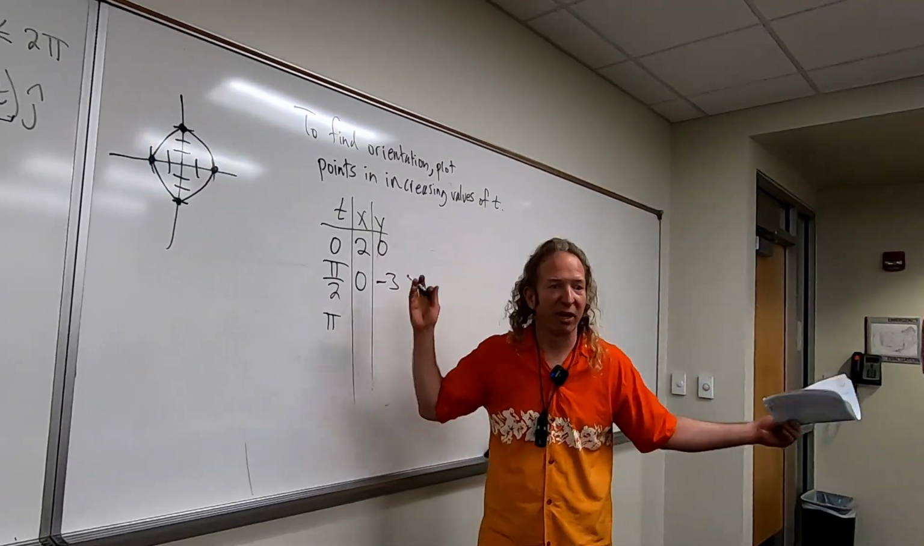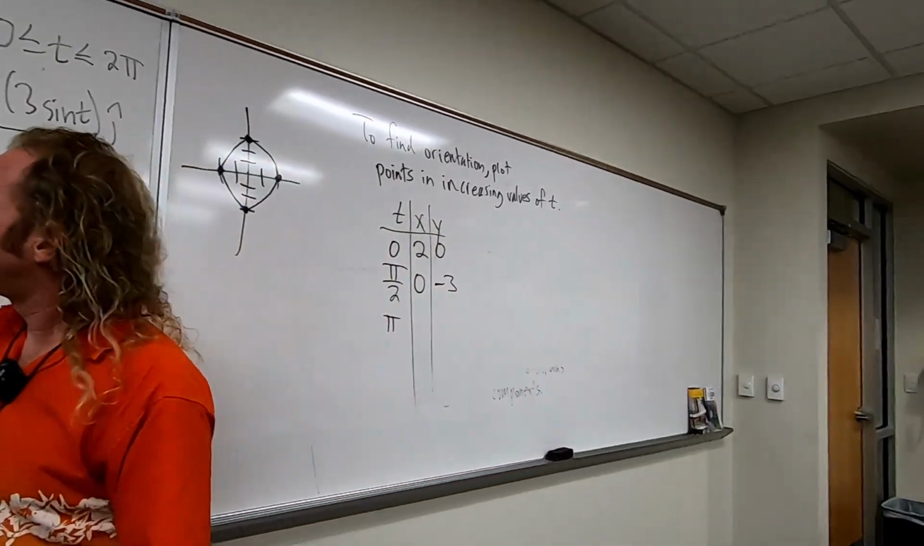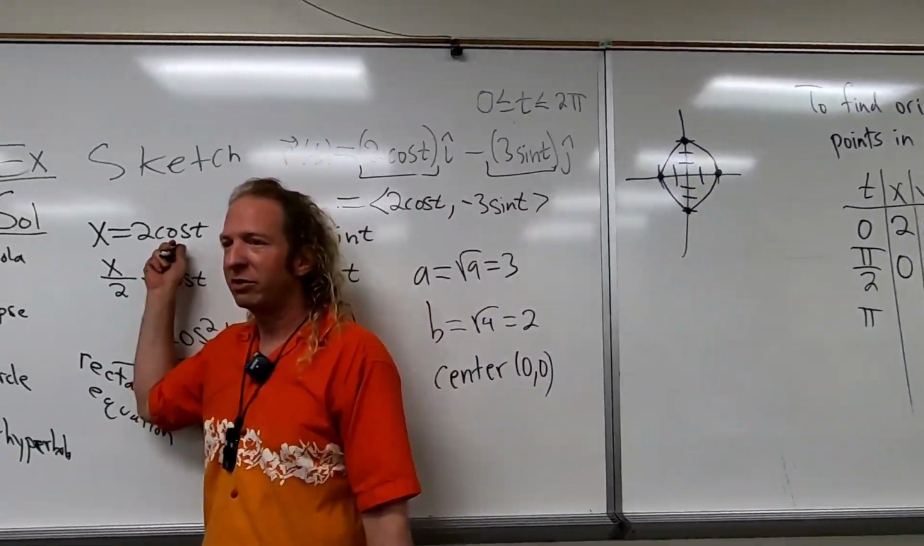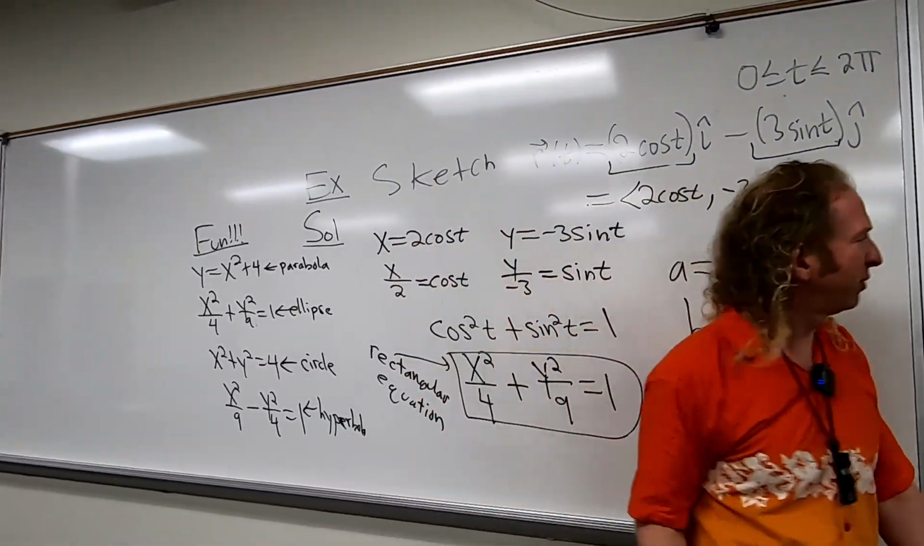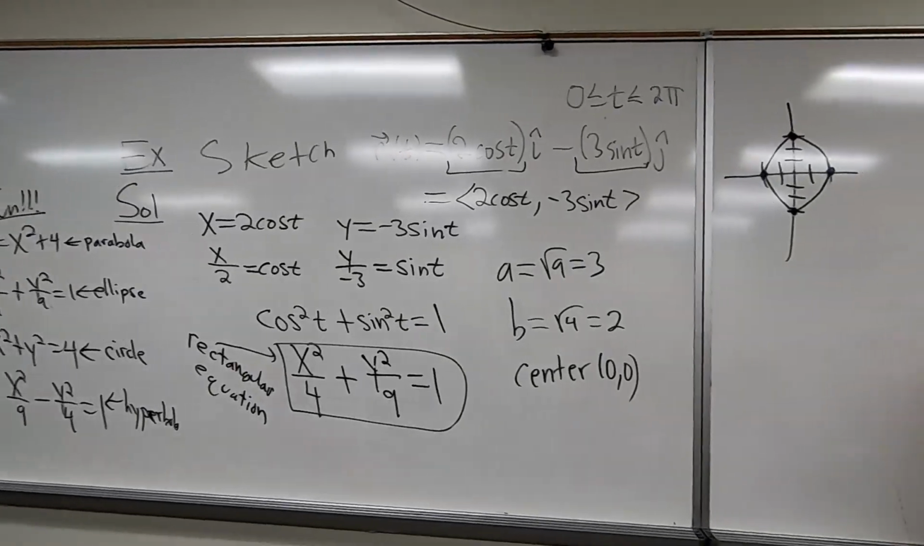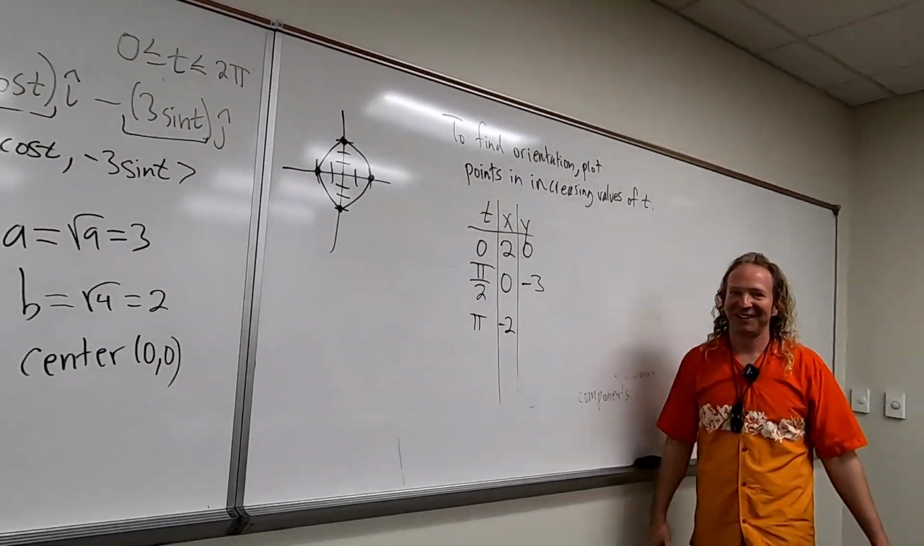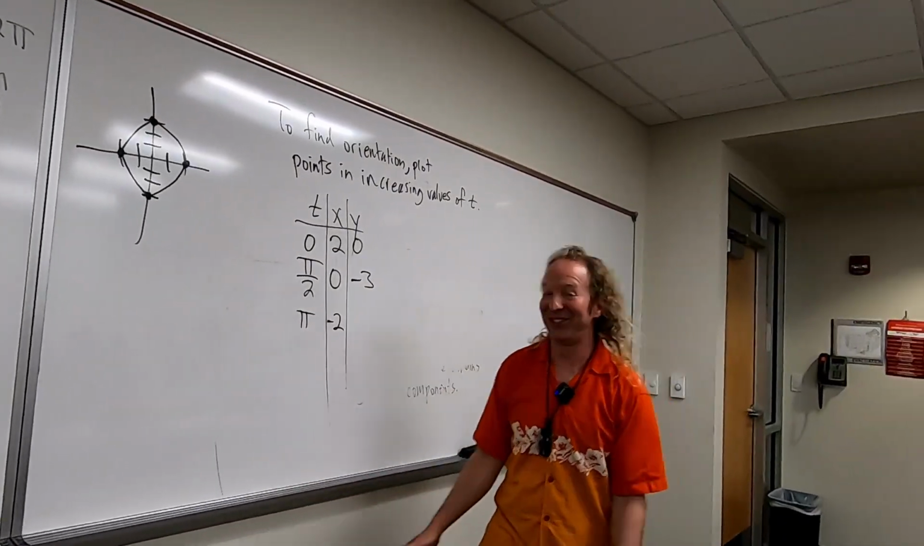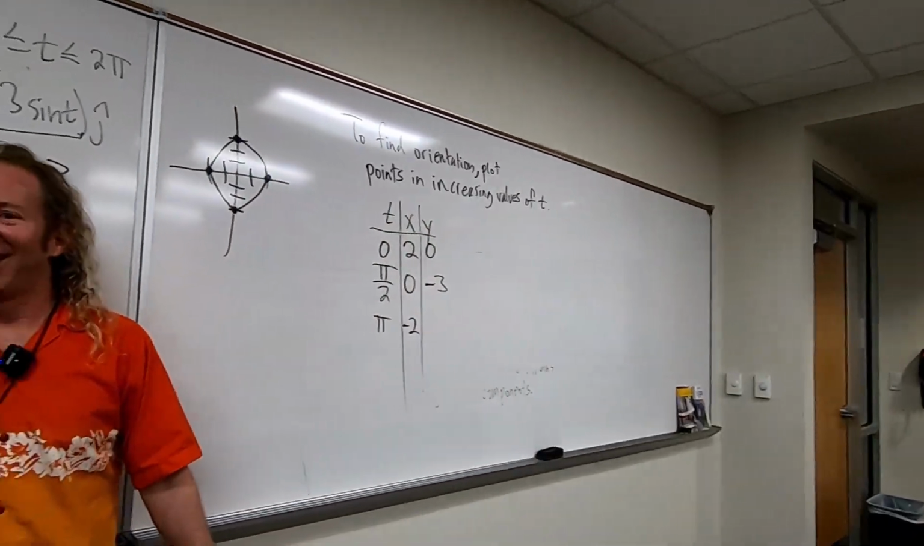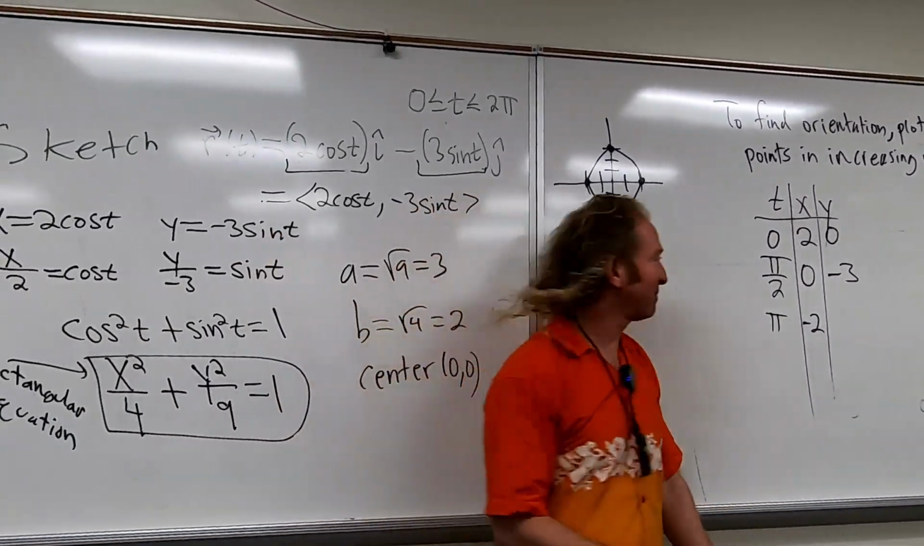Pi is a nice number. So cosine pi is negative 1, so it'll be negative 2. Negative 2. This is fun. I haven't done this in a while. It's kind of exciting. Sine of pi, what would that be? 0! Yeah, the whole thing is going to be 0.